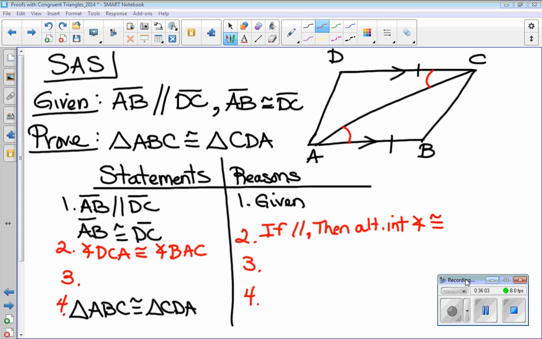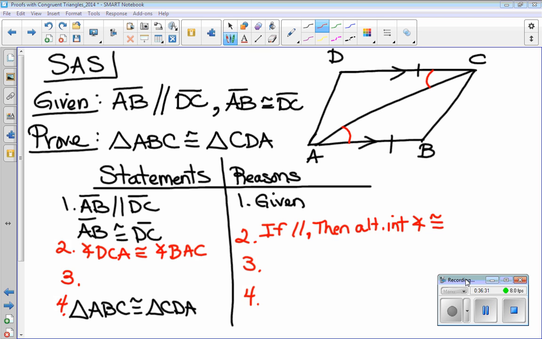Alternate interior angles here. You can if you want. Don't just write alternate interior angles. That is not enough. You either write the alternate interior angle theorem or you write out what it means. If you're given parallel, then alternate interior angles are congruent. I actually would prefer you to write the if-then statement because that really shows me that you know what is happening. You were given parallel, therefore the alternate interior angles are congruent.